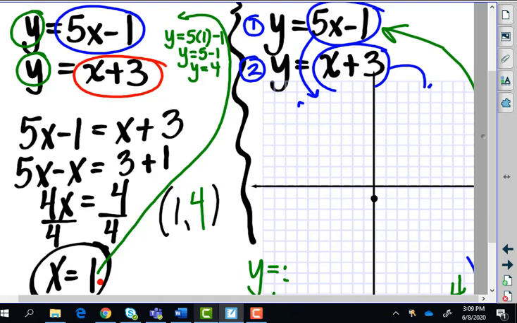1, 2, 3, 4, 5. Over 1. No, I counted too many. It's harder trying to do this. So there's 1, 2, 3, 4, 5. So technically on the 4 place. So up 5 over 1.